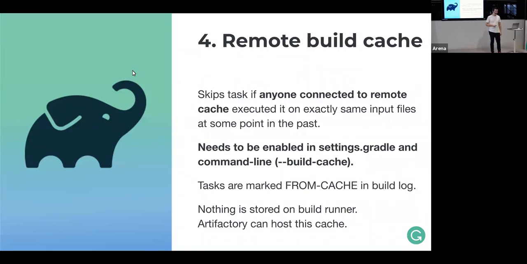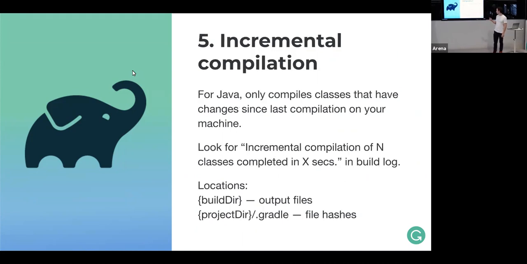Remote build cache. This is, again, very similar to the previous one. However, the files used to carry this optimization over are not stored on the machine that runs builds, but instead they're stored on a remote Gradle cache server. And Artifactory can serve this cache. Besides enabling this cache on the command line when you call Gradle, you also need to specify the URL of the remote Gradle cache server in your settings.gradle. Otherwise, you cannot use this optimization.